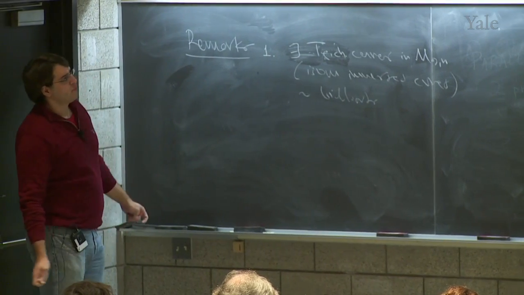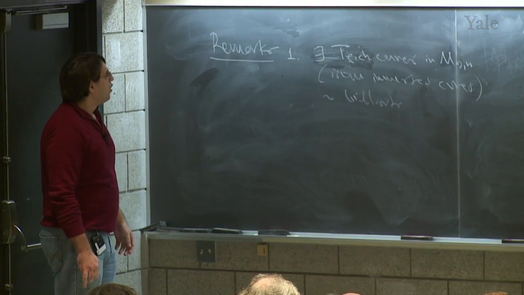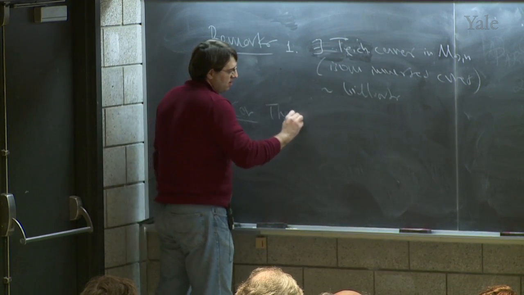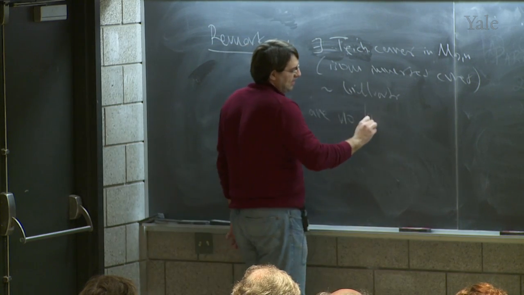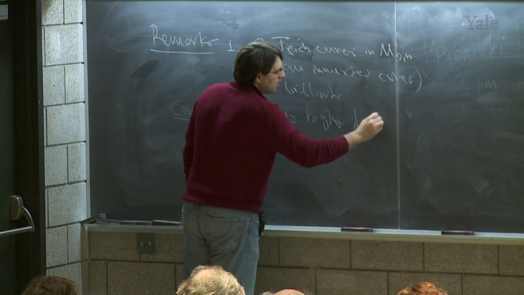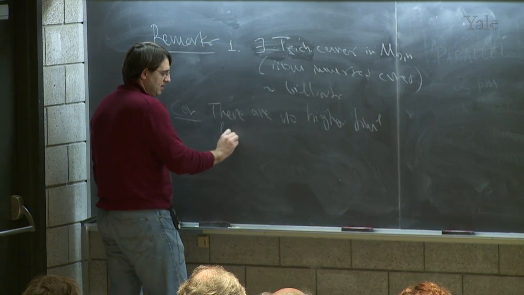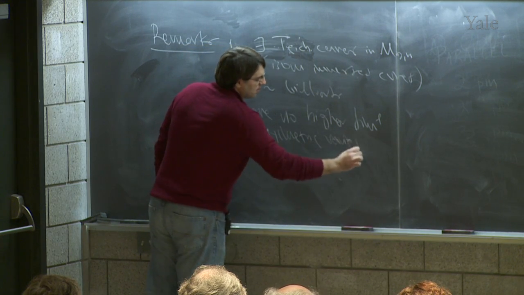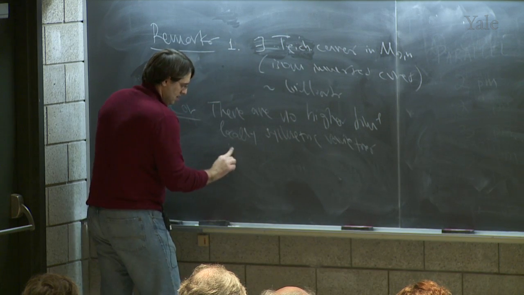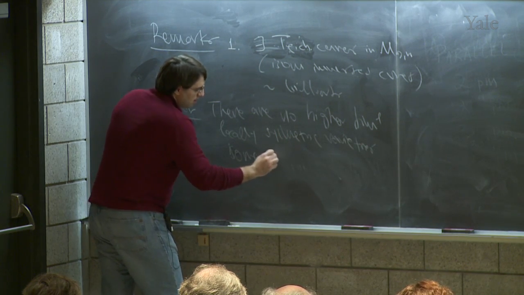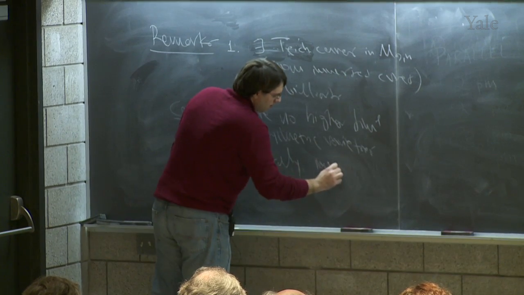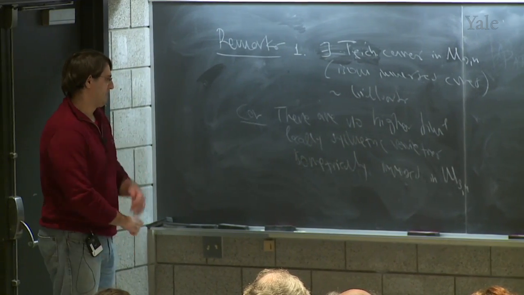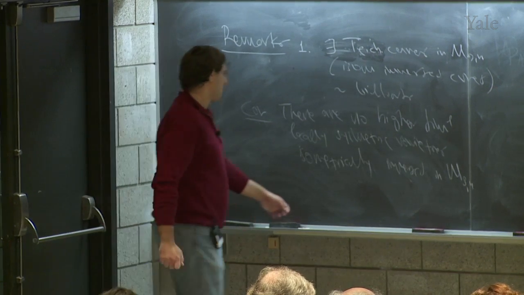So one of the main motivations for proving theorem 2 is the following immediate corollary that says that there are no higher dimensional analogs. That is, higher dimensional locally symmetric varieties isometrically immersed in MG. And in particular, no complex hyperbolic varieties.